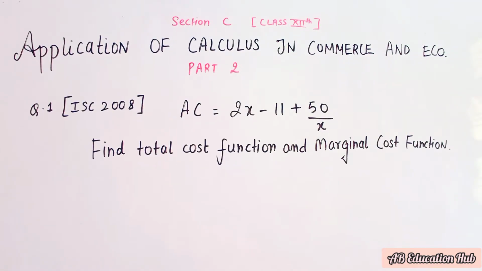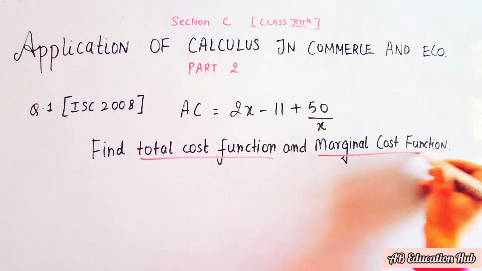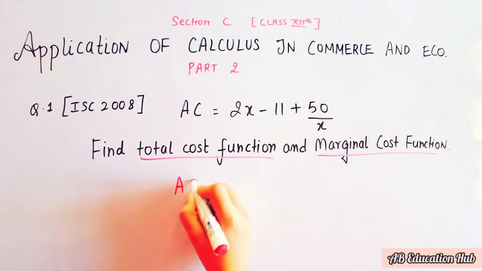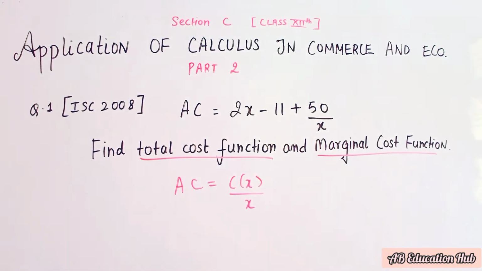So this is a board question and you can try it. Now let us see what is given in the question. The question states that the average cost, that is AC, is equal to 2x minus 11 plus 50 by x. Find the total cost function and marginal cost function. Can you please tell me the formula for average cost function? Yes, it is equal to C of x by x.